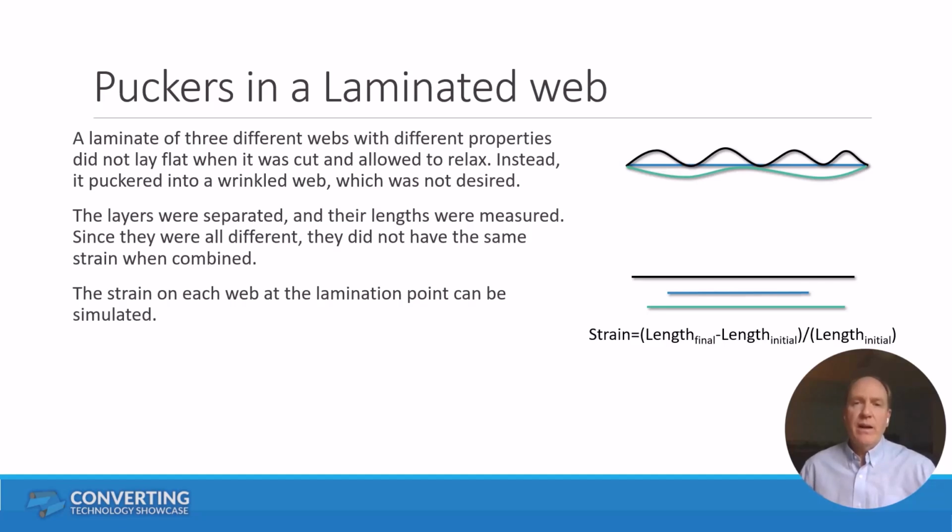We were able to separate the layers and measure the length of a cut sample of each layer. And you could see that each layer was a different length. And that means that basically there was a different mass flow rate for each layer, and the strain at the combining point then, where they were joined together, was not the same.